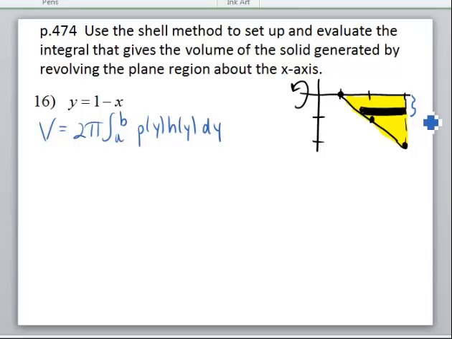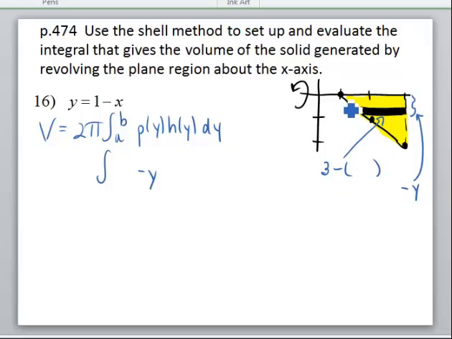P of y is the radius here, so we're talking about going from 0 to y, which would be really a negative y. So it's 0 minus y, which gives you a negative y for your p of y. Our h of y is the height of this rectangle here. Now the problem with this is we're going to go right minus left, so we have 3 minus.